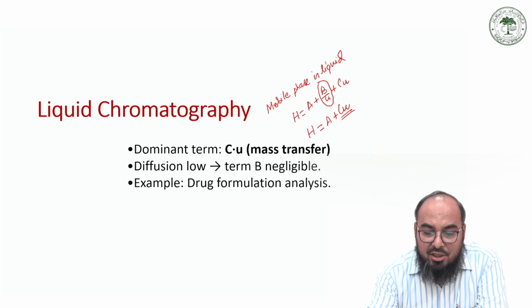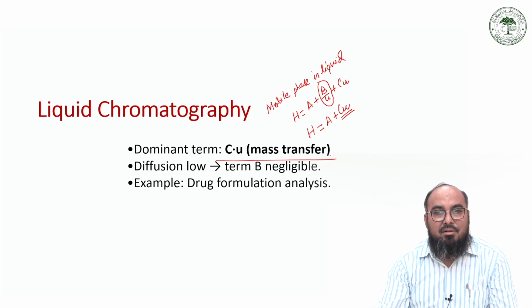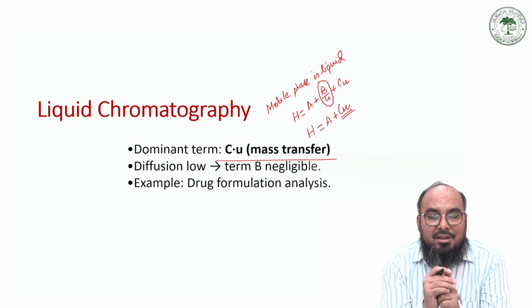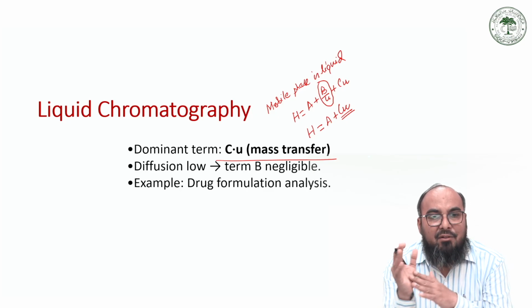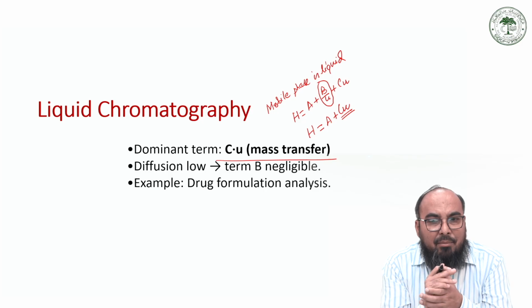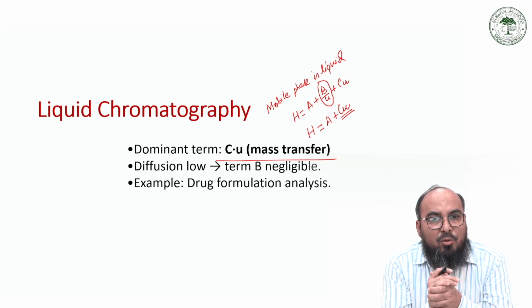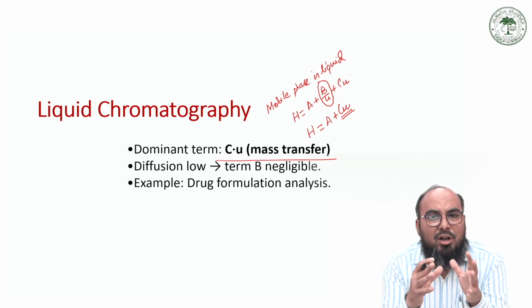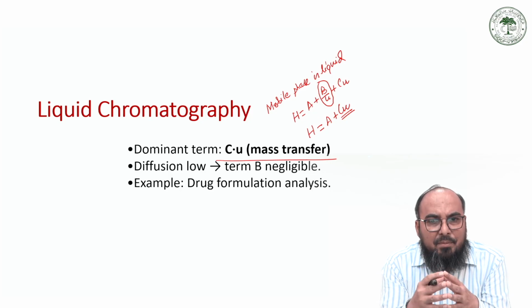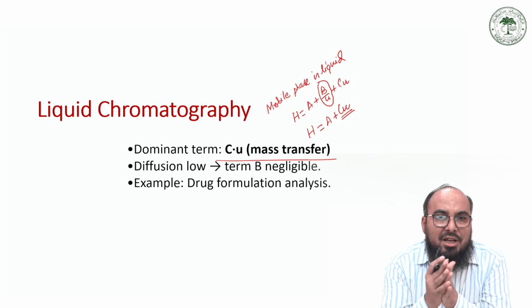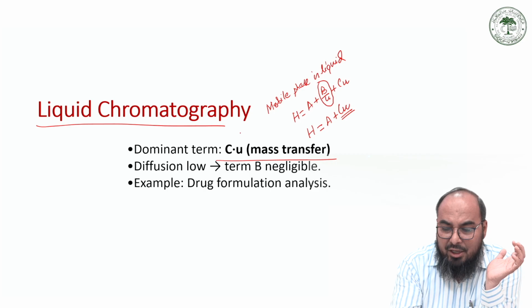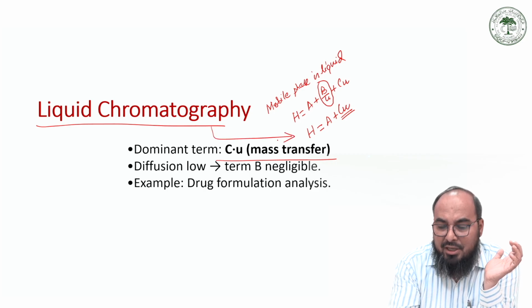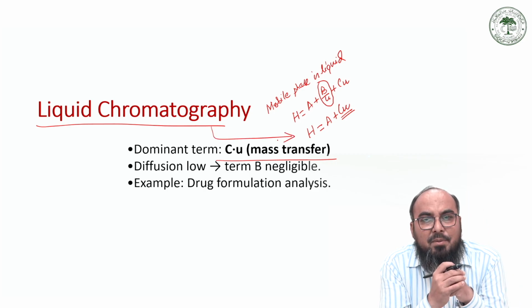dominant term is Cu, that is the mass transfer, and again it involves the equilibration of the solute molecule with the stationary phase and with the mobile phase. A very good example is the chromatography of various drug compounds, where we have to ascertain the formulation of certain drugs, certain excipients, and of course we have to check the impurities also. So this is how your equation, or the Van Deemeter equation, takes this shape or takes this expression.